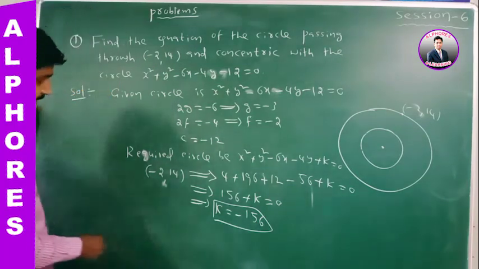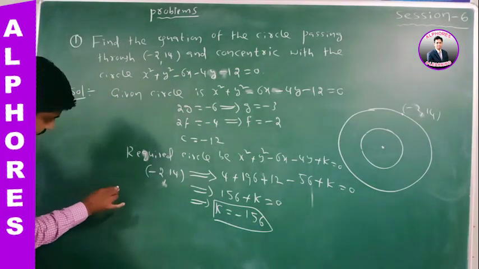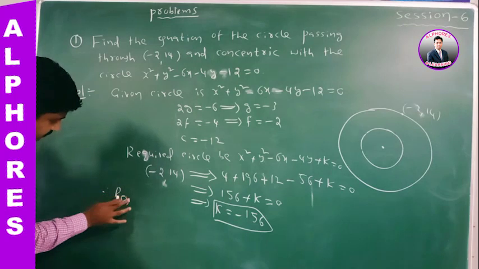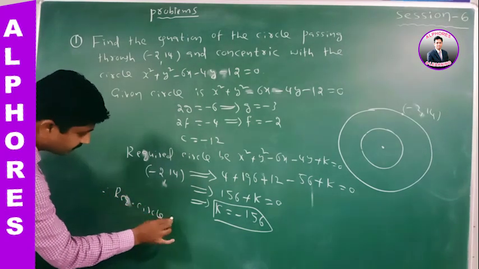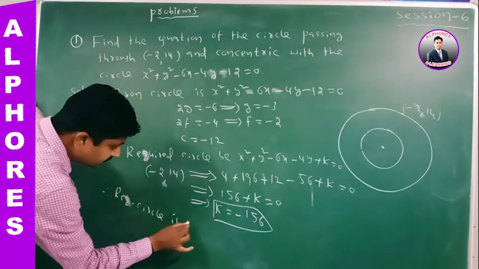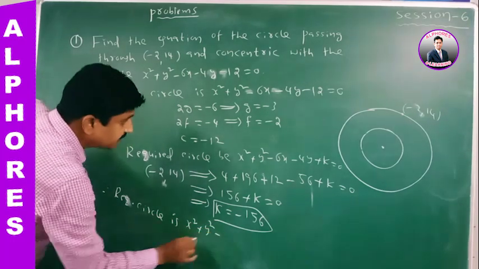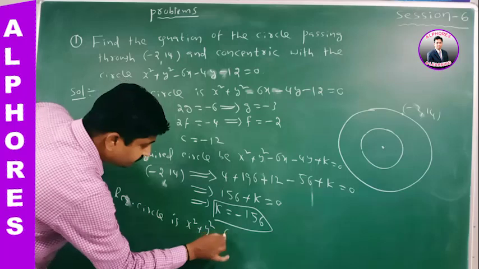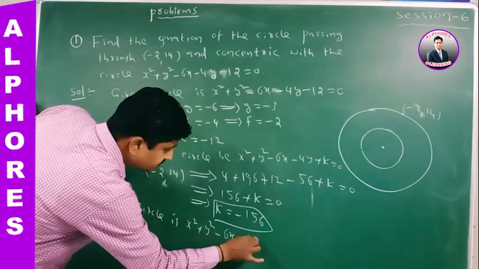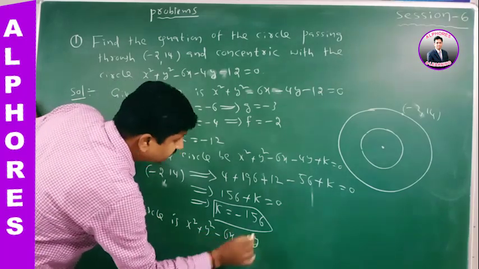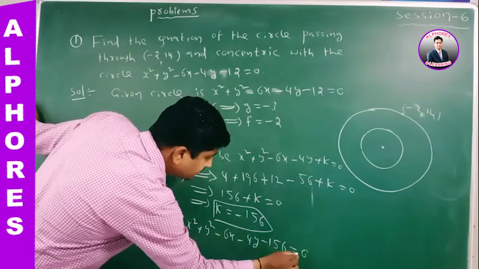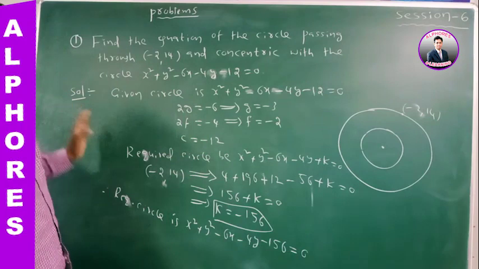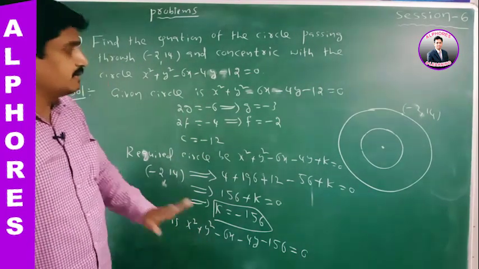Therefore, the required circle is x² + y² - 6x - 4y - 156 = 0. This is the required circle equation, right?